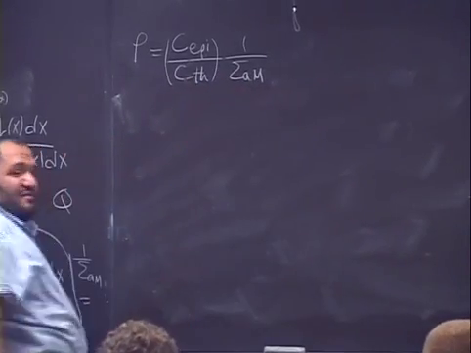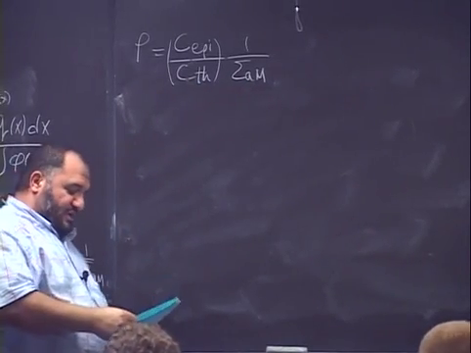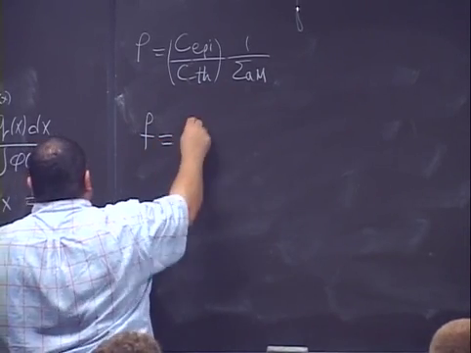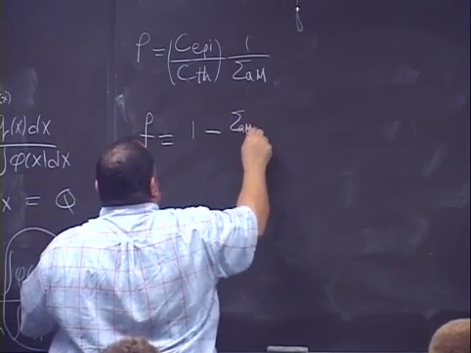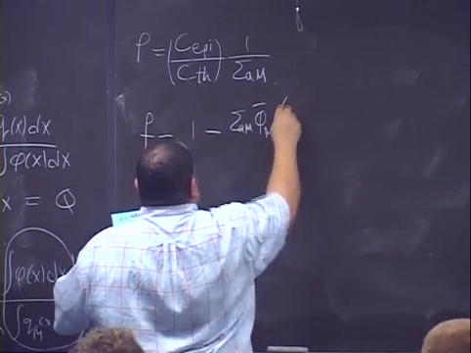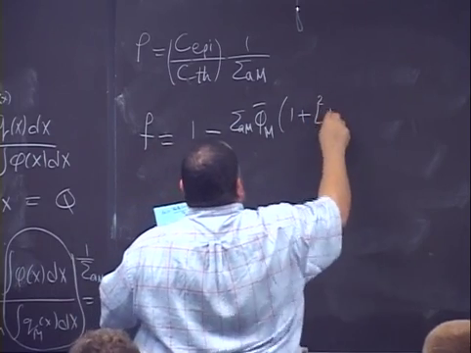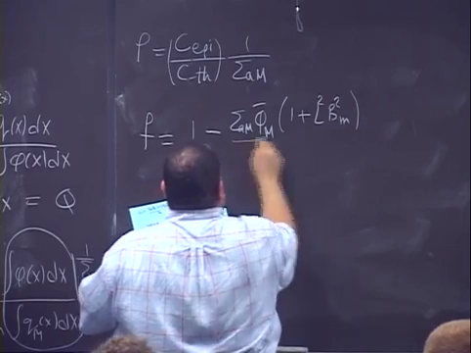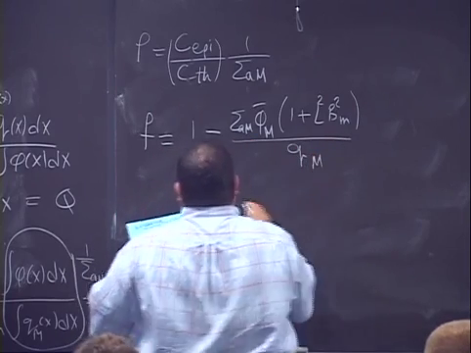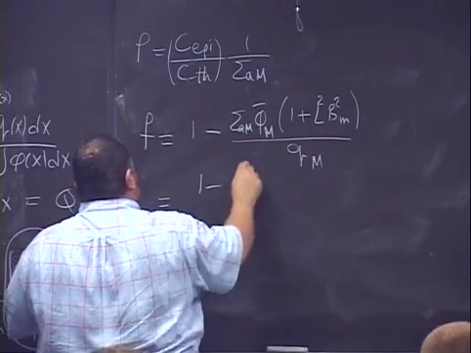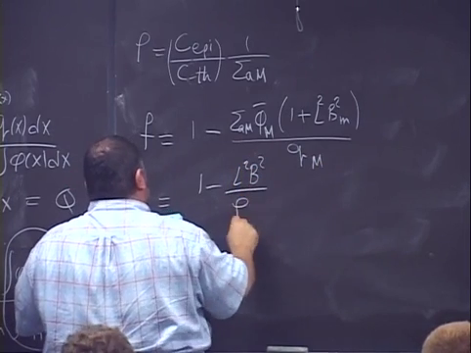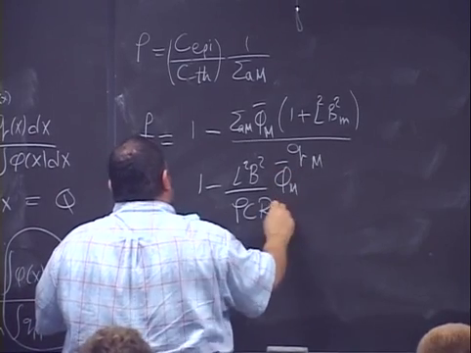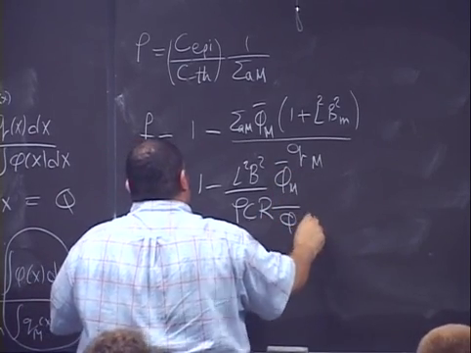So this value of C epithermal over C thermal is known, and now you can define your F as 1 minus sigma absorption in the moderator, phi moderator multiplied by 1 plus L square B square M divided by QM, and this is just 1 minus L squared B squared divided by rho cadmium ratio CR multiplied by the flux M divided by the flux M as a function of X.